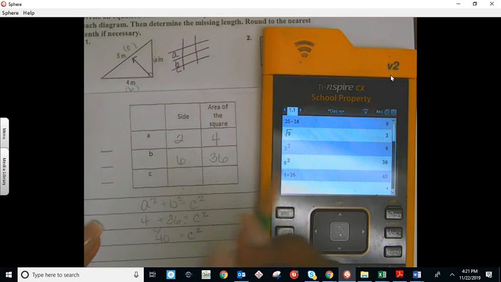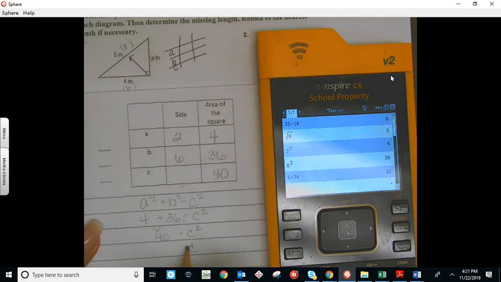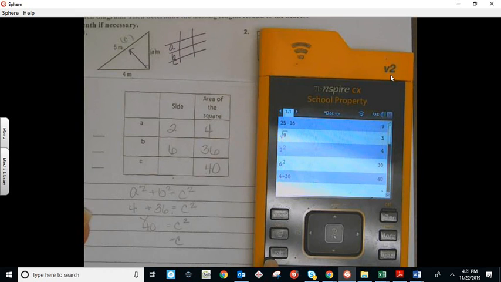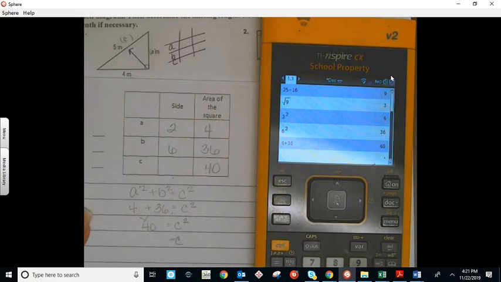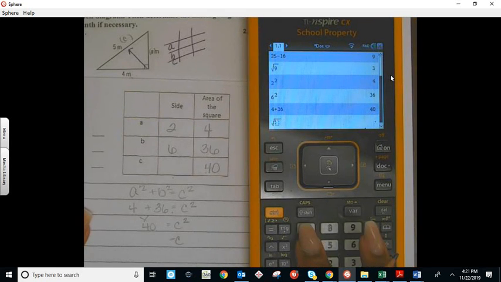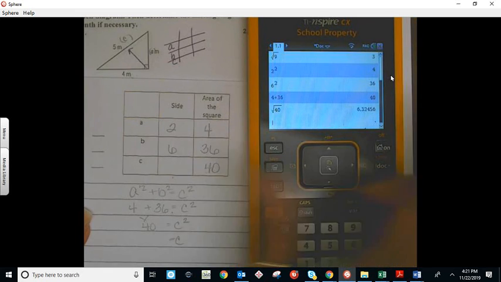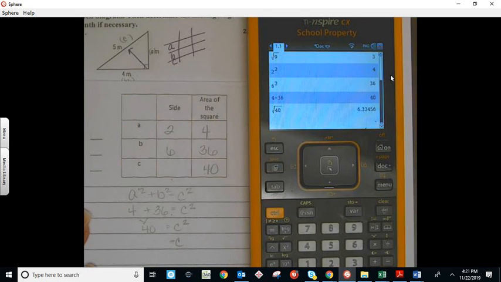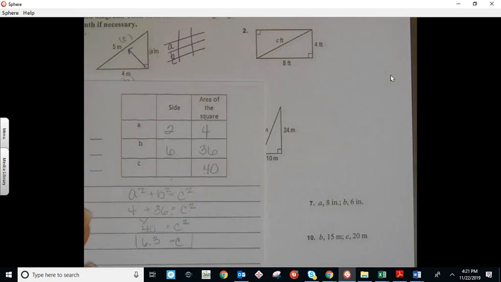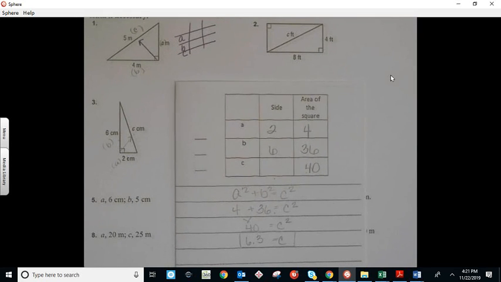But we don't want to know c squared. We want to know c. So my square root, I'm going to push control and then x squared because that's where my square root sign is right there. I'm going to put in 40 and press enter. 6.32456. Our directions said round to the nearest tenth, so we're going to do 6.3 is my C. Okay? Sounds pretty good so far, right? All right, I'm going to do 5 and 6, and then I'm going to let you practice a little bit on your own.